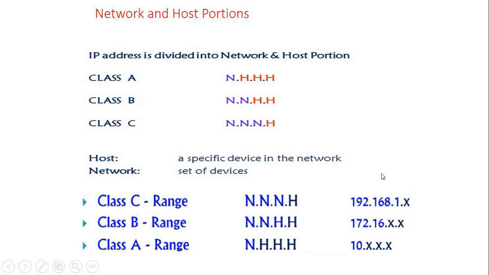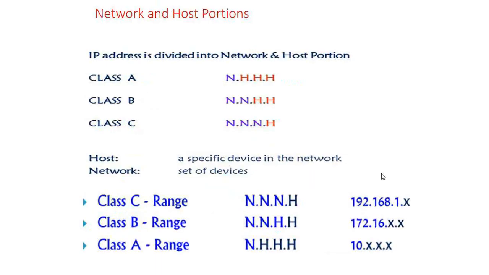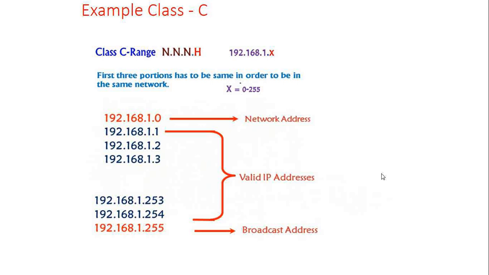We'll see an example. For class C, the first 3 octets are the network portion and only the last octet is the host portion. So for a set of devices to be in the same network, the host portion can vary, but the network portion has to be the same, so that we can say they are in the same network.